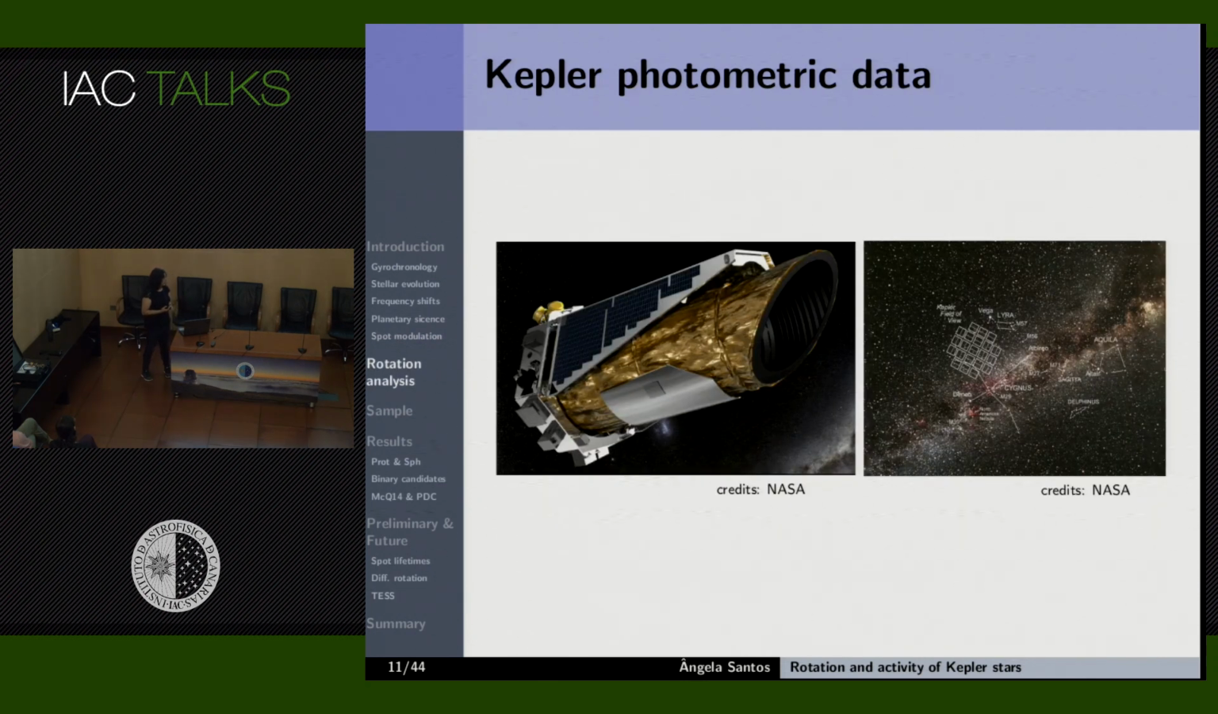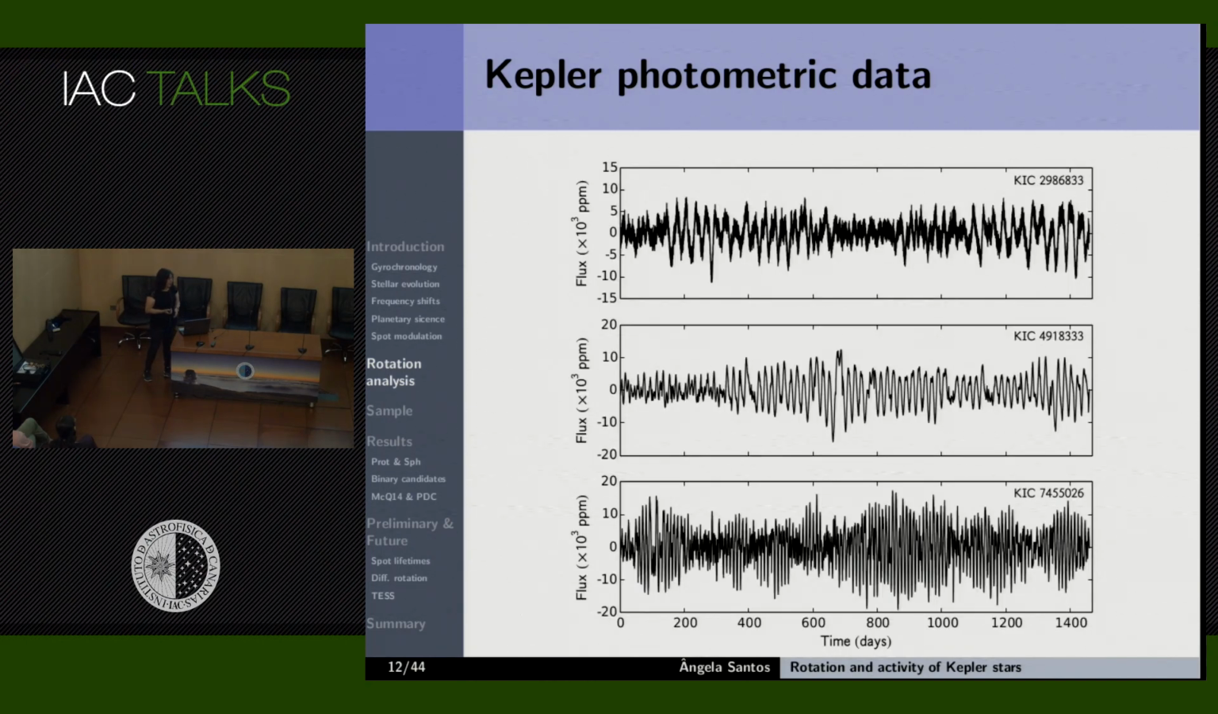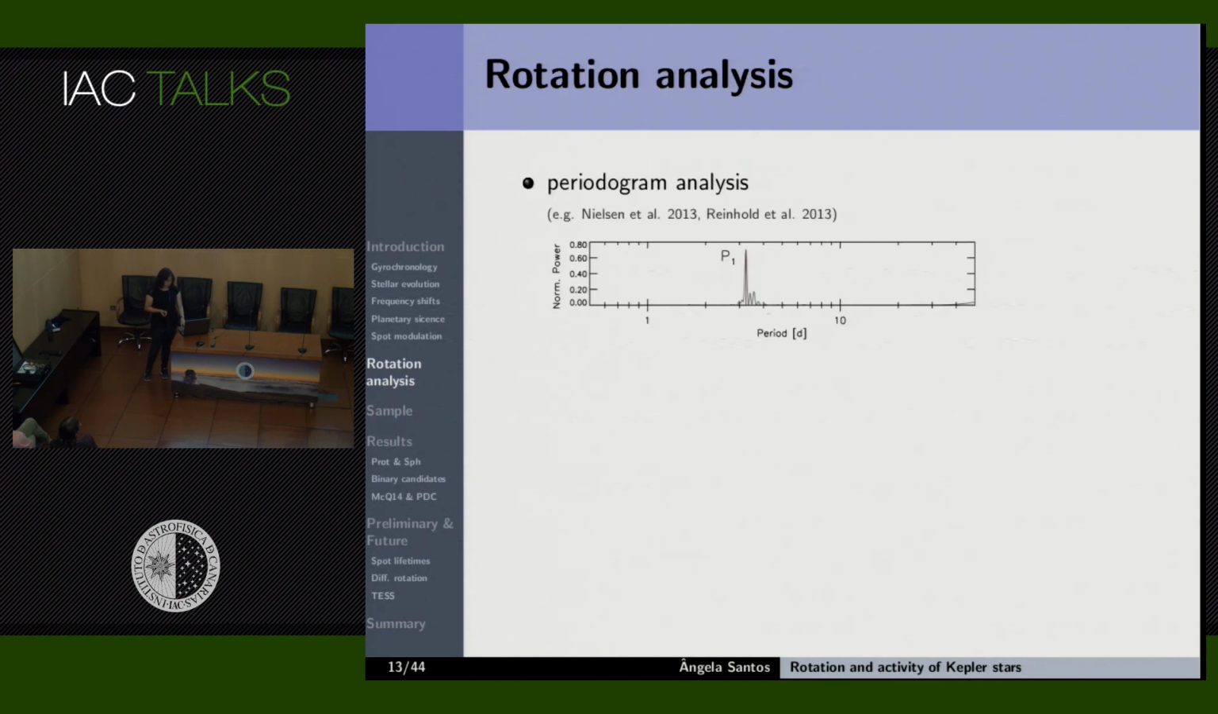The good news, or one of the advantages of Kepler data, is that Kepler observed the same field of view for 4 years. So we have a long time series that is also important to characterize magnetic activity and rotation. And these are just 3 examples of Kepler light curves for 3 different stars with different periods. We can see the spot modulation in all 3 light curves. This is a fast rotator, a slow rotator, and a star with an intermediate rotation period.